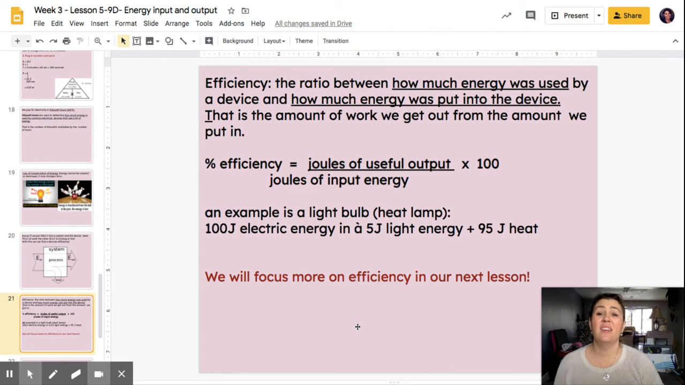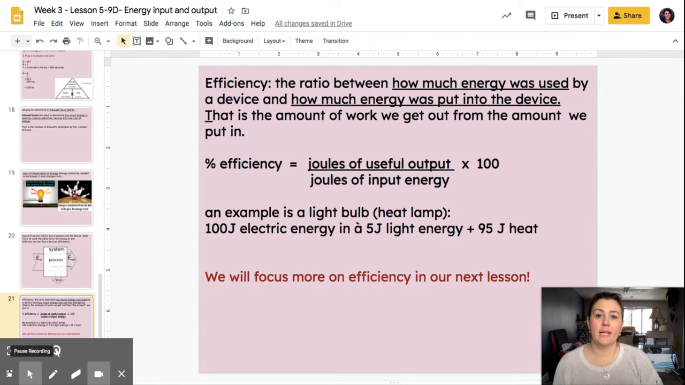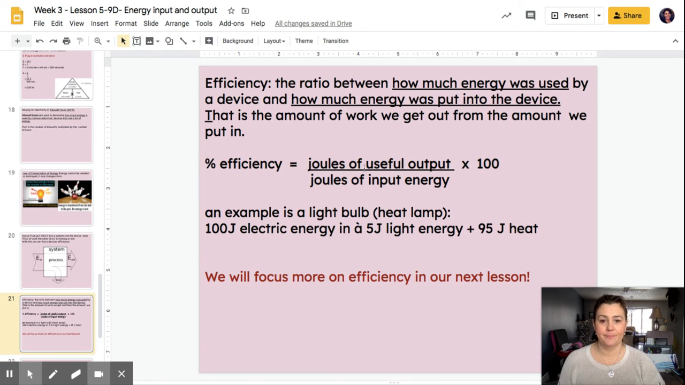So this is another math that you're going to have to do today. This formula is about efficiency. So how efficient a device is, is the ratio compared to how much energy you put into it and how much actually comes out that's usable, that's what you want it to do. And that's what we call work. So percent efficiency equals joules of useful output divided by the joules of useful input. And we times that by 100 so that we can get a percent.